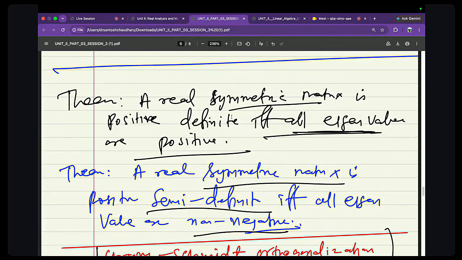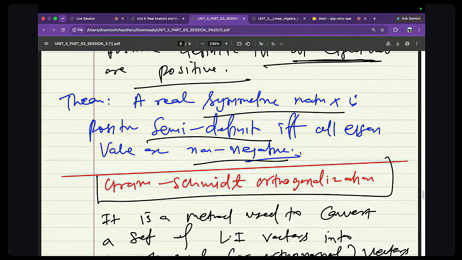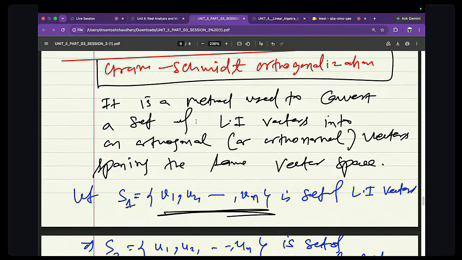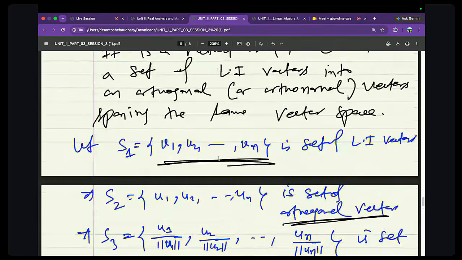So a real symmetric matrix is positive definite if and only if all eigenvalues are positive. A real symmetric matrix is positive semi-definite if and only if all eigenvalues are non-negative. Gram-Schmidt, I think that we have discussed. So here is again, you can see. So I will give an example, I think here also.